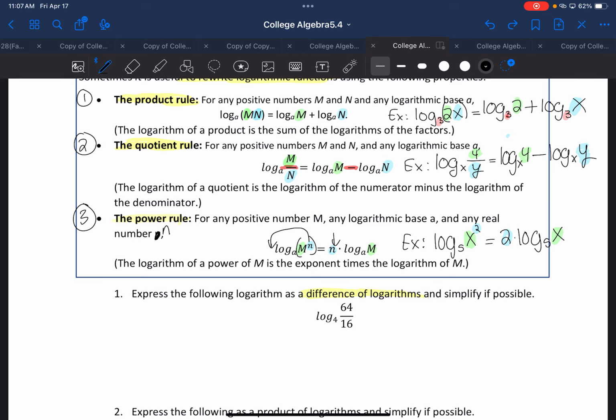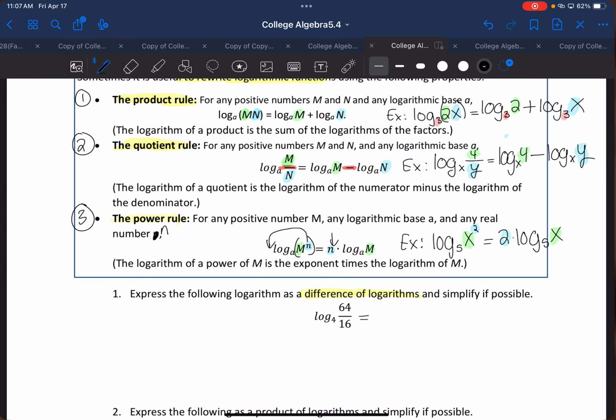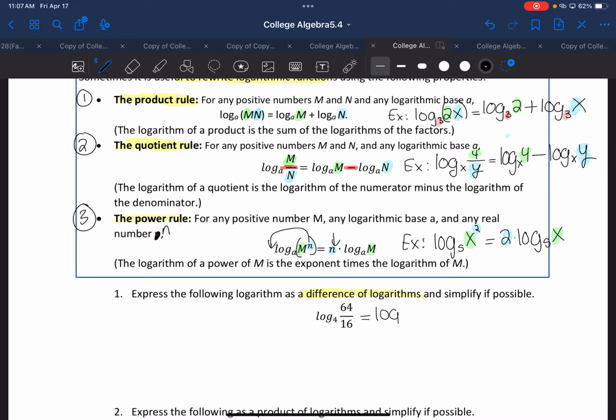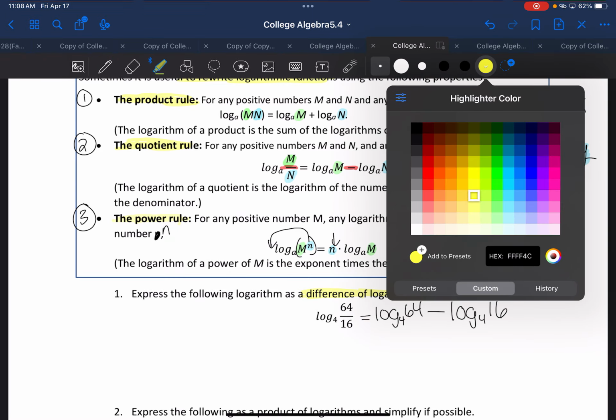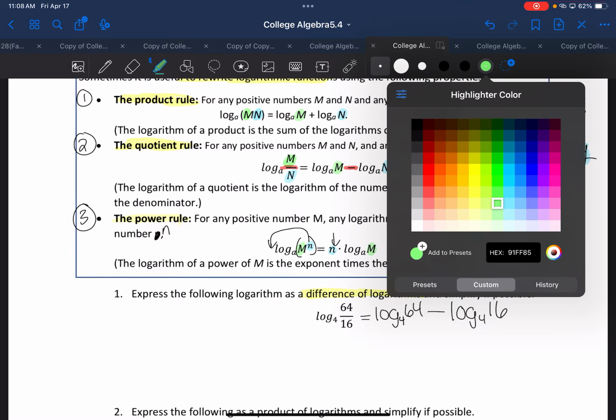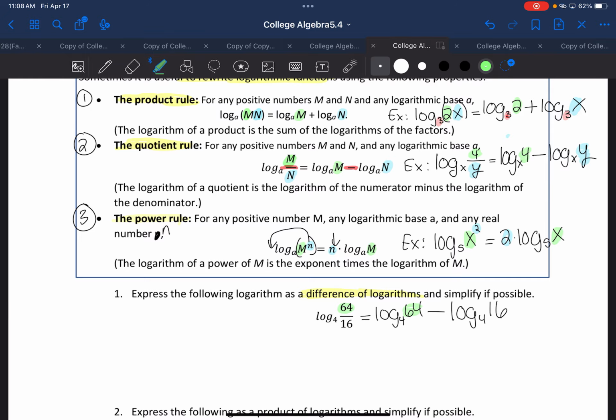Okay, so this will become, if I use that rule, I'll keep the log base 4. The 64 will go in the first log, because that's my numerator. And then this would be minus, because they're being divided, log base 4 of 16, which is the denominator. Okay, so that's using the quotient rule.